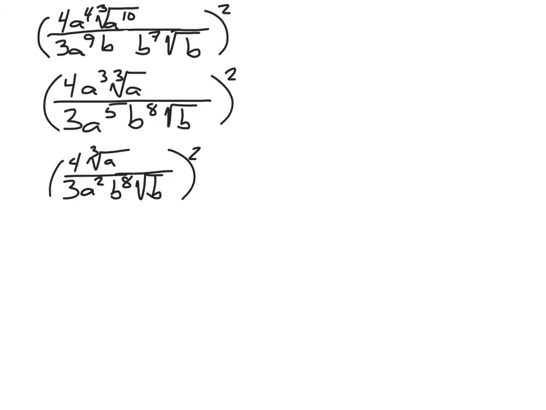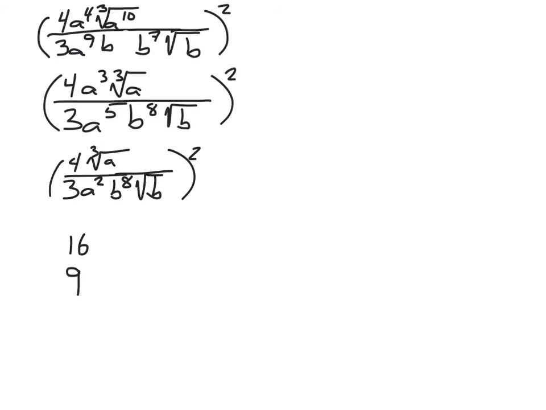Next up, we're going to square everything inside. Now, when you square everything inside, remember to square the numbers as well. So the 4 squared becomes a 16, and the 3 squared on the bottom becomes a 9. Oftentimes, we forget to actually square those. So make sure you do that part. Now, we have the cube root of a that we're going to square.